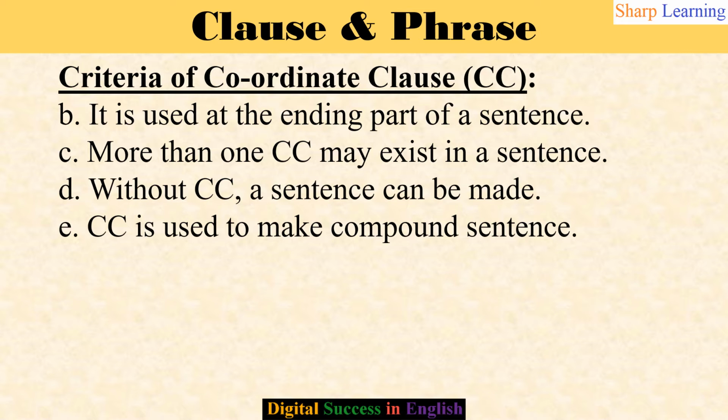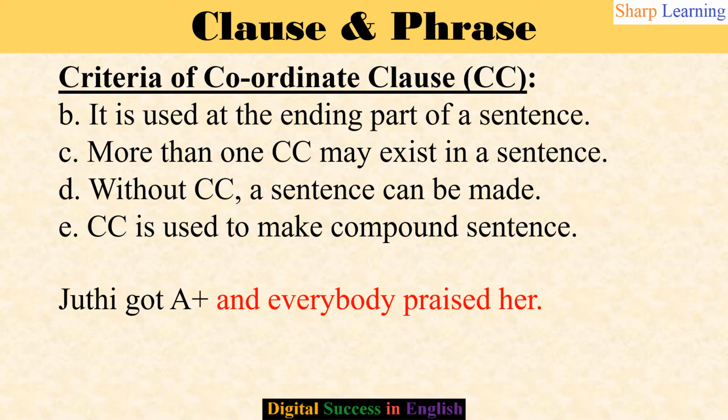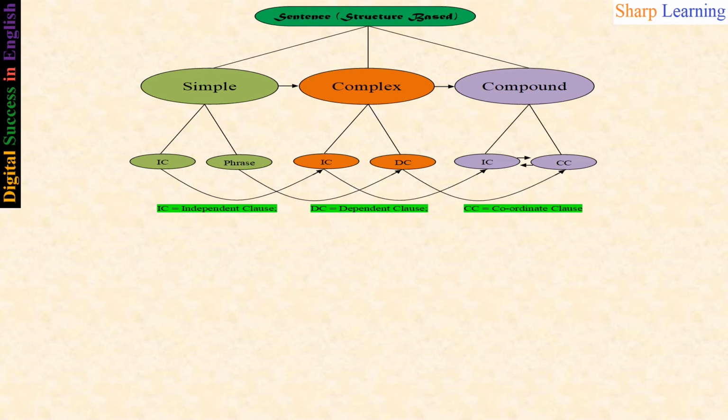Up to here we have already learned different types of clauses. That means IC, independent clause, DC, that means dependent clause, and CC, that means coordinate clause, and there are different criteria. Now everything has been very easy for us. We are going back to discuss simple, complex and compound sentences and their criteria again.